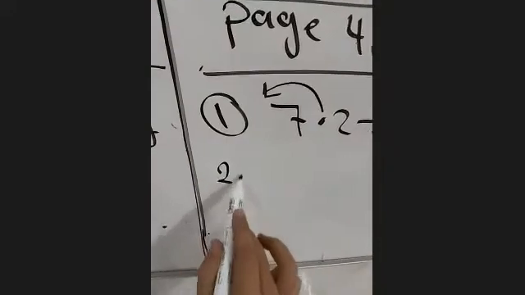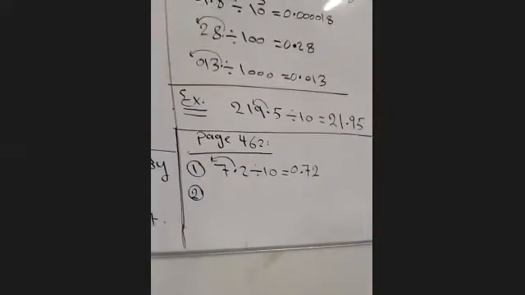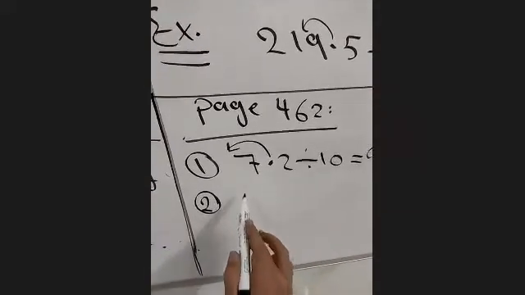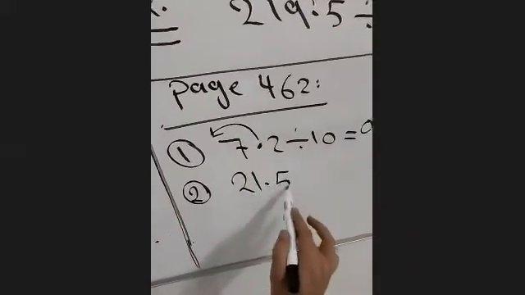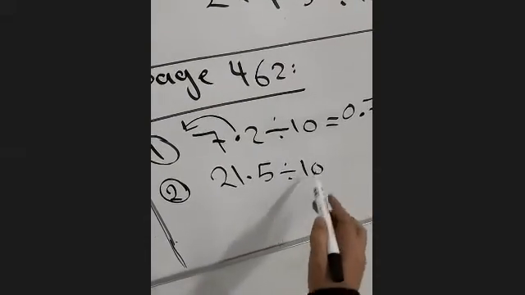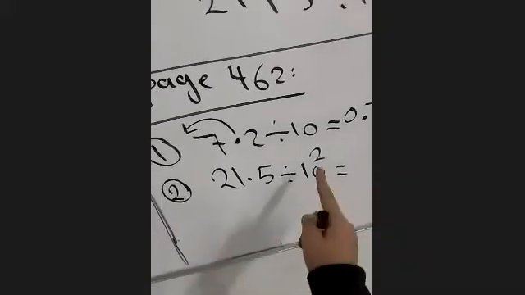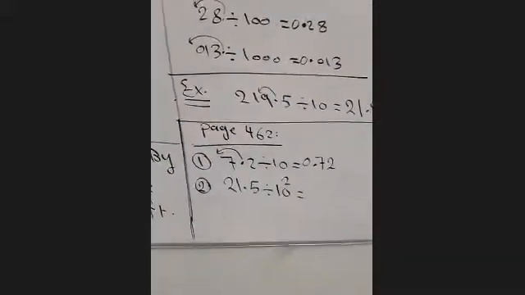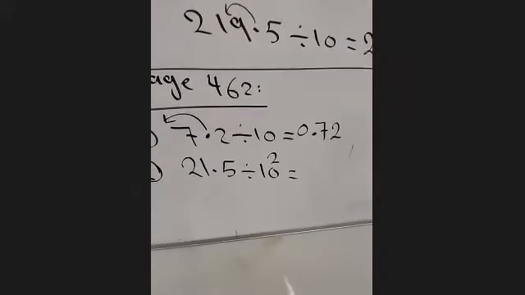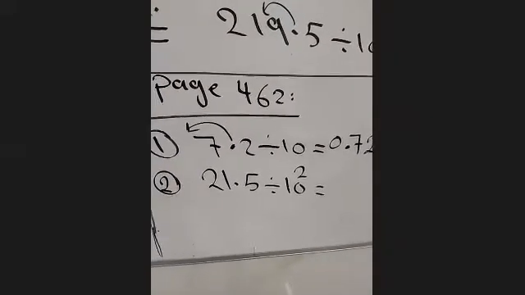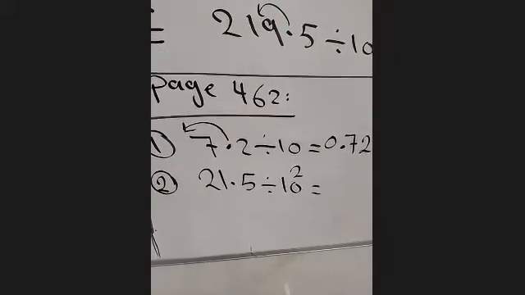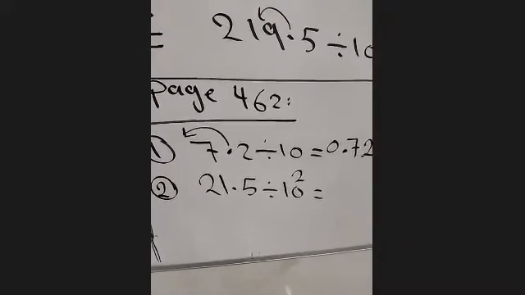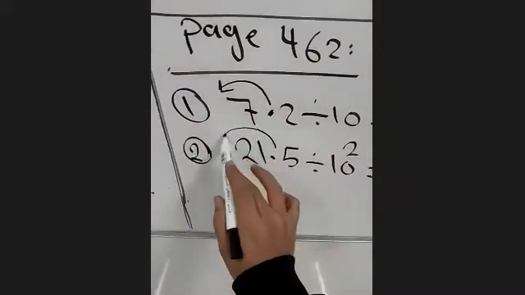Yalla. Question 2, read. 21.5 divided by 10 to the power of 2. 10 to the power of 2. What do we do here? We will push the decimal 2 times. Where? To the left. So we'll go to the left 2 digits.